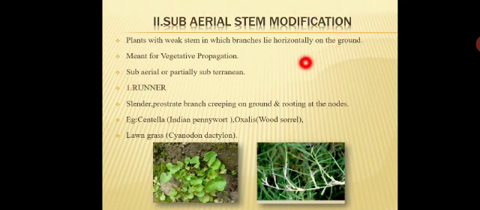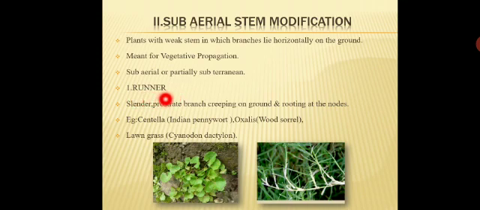The subaerial stem modifications are classified into four major categories. First one is called runner, second one is called stolon, third one is called sucker, fourth one is called offset. Here, runner. What is a runner? The stem that has the capacity to run just below the ground layer is called a runner.